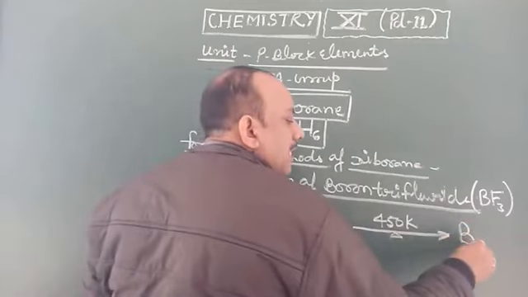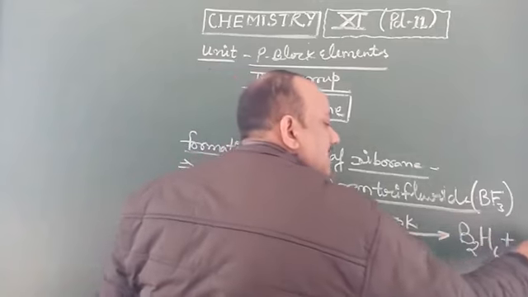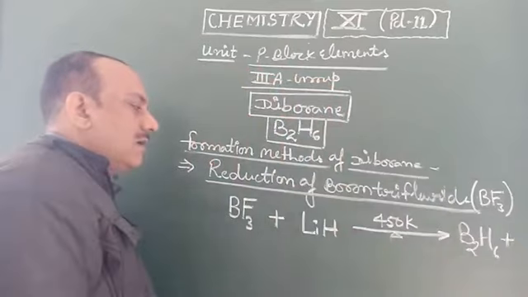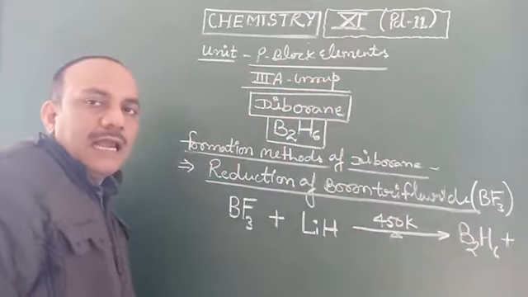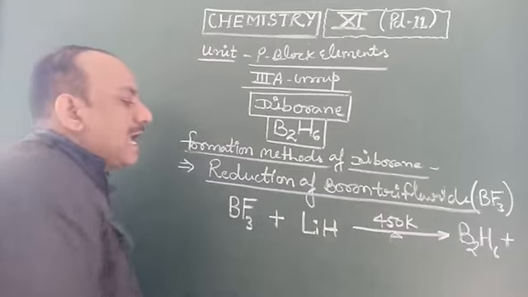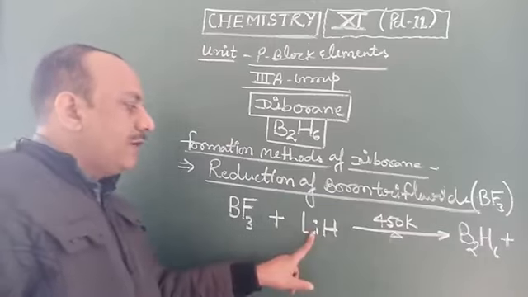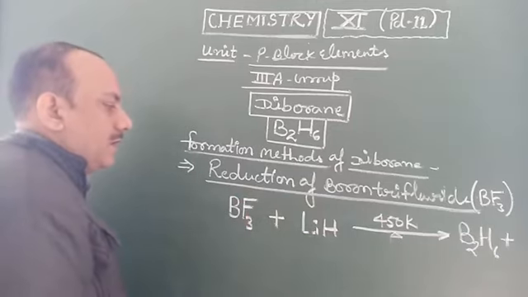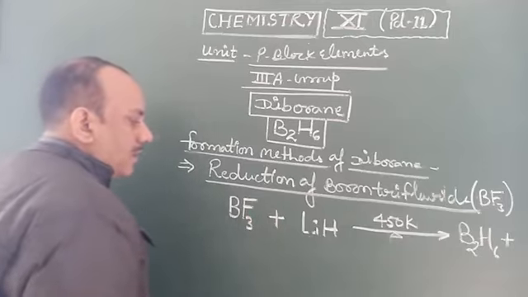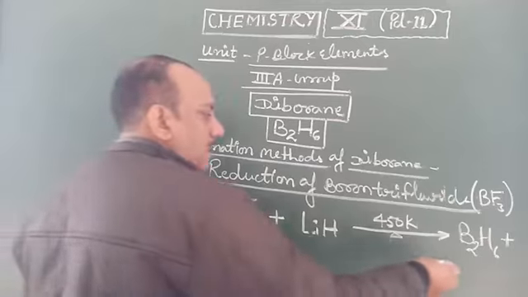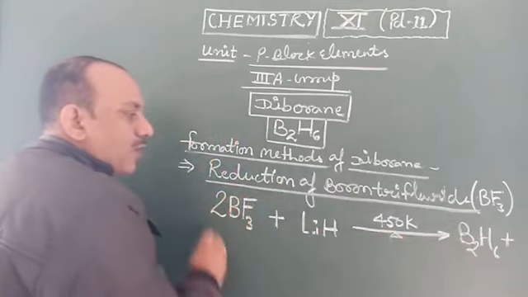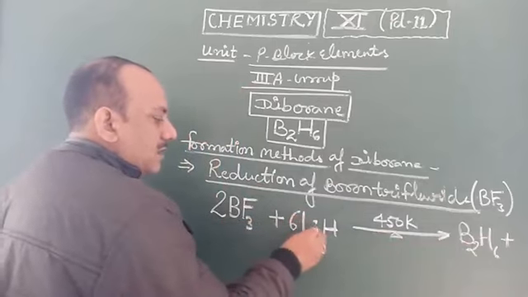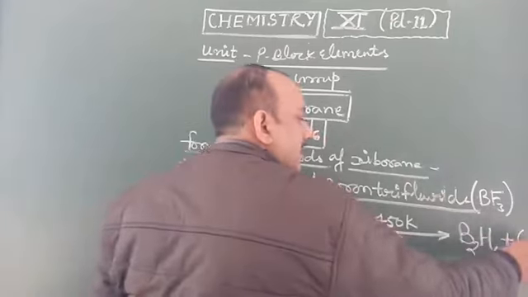The formula of diborane is B2H6 and the other product is LiF, lithium fluoride, because Li is an alkali metal and fluorine is a halogen. Their ions have a single unit positive charge and a single unit negative charge to form LiF. For balancing, here we use 2 for boron, and for fluorine 6 and also for lithium 6.